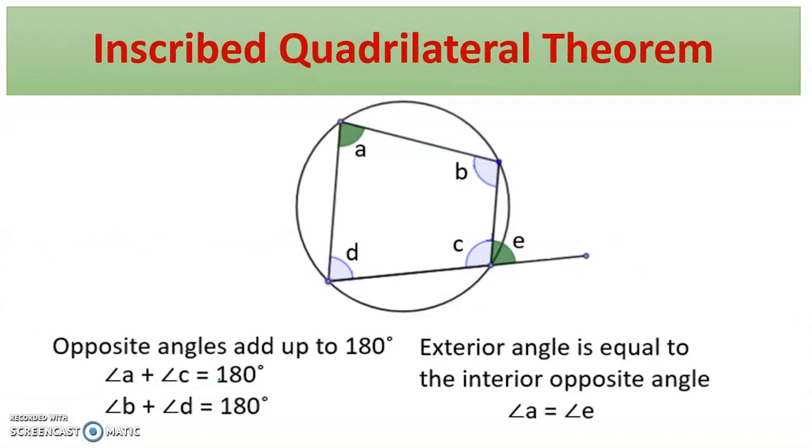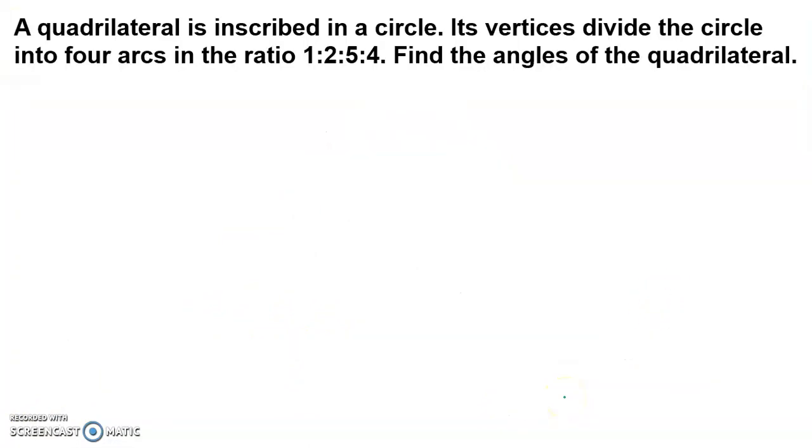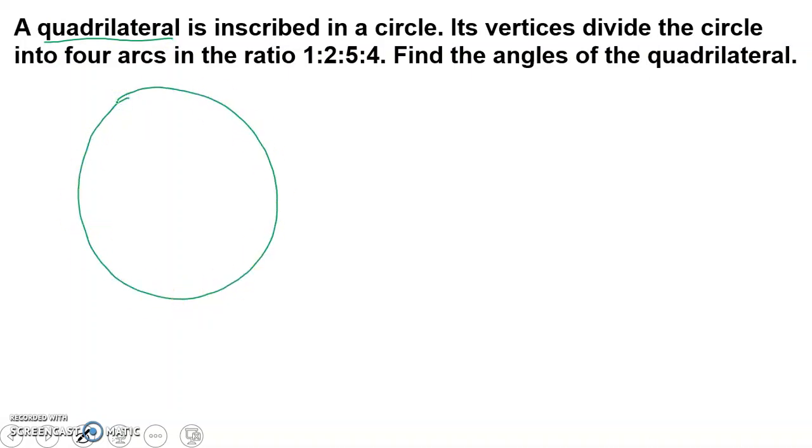Remember, for an inscribed quadrilateral, opposite angles add up to 180. A quadrilateral means 4 sides. It doesn't have to be a parallelogram. A parallelogram is also a quadrilateral, but this is any quadrilateral at all. It's inscribed in a circle, so we draw a circle and draw any quadrilateral. We don't know how it looks, but given the ratio, all the sides are different.